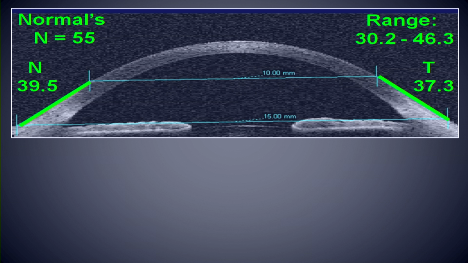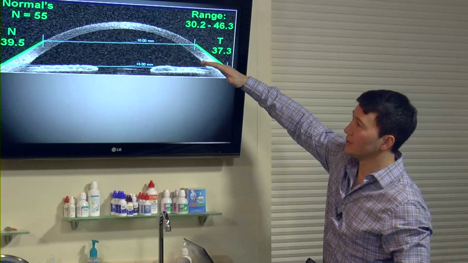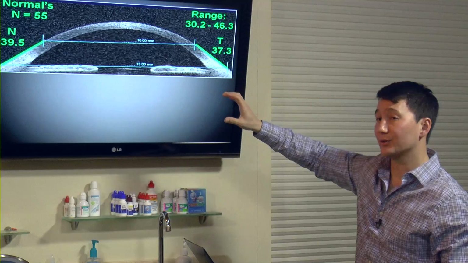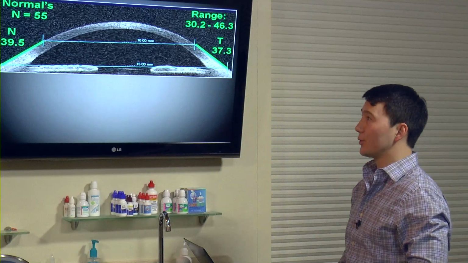So the next study was to look at what's normal. What are the normal angles in 55 normal eyes? Basically 55 students. And what we did was look at the nasal and temporal angle, and what we found was for normalized, the average angle is 38.4 degrees roughly.